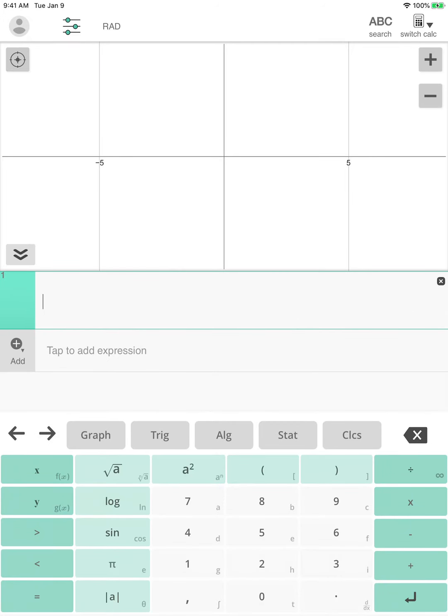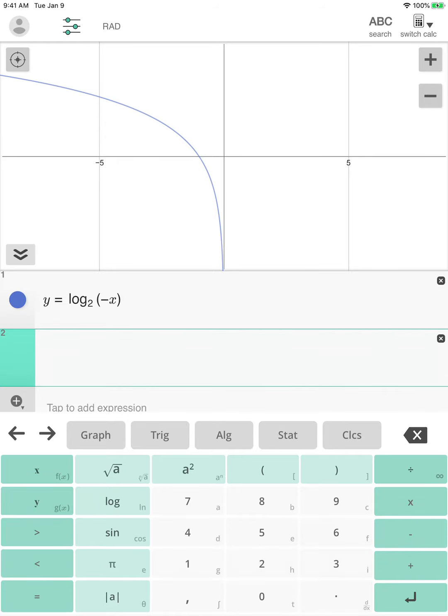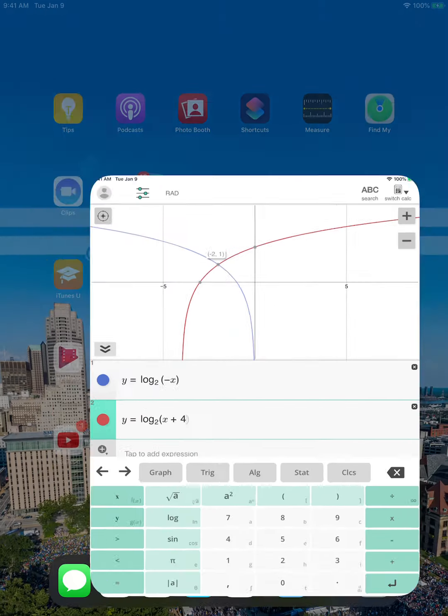So the third one on page 11 is the first equation is y equals log. And remember, to get the log with a different base, you want to go to algebra and choose log b. So I'm going to do log base 2 of the opposite of x. Okay, so there's that one. And then I could do y equals algebra log base 2 of x plus 4. Okay, and we get the solution, which is negative 2, comma 1.